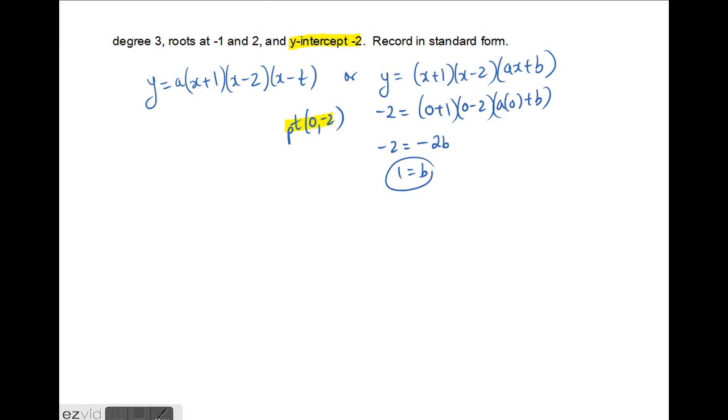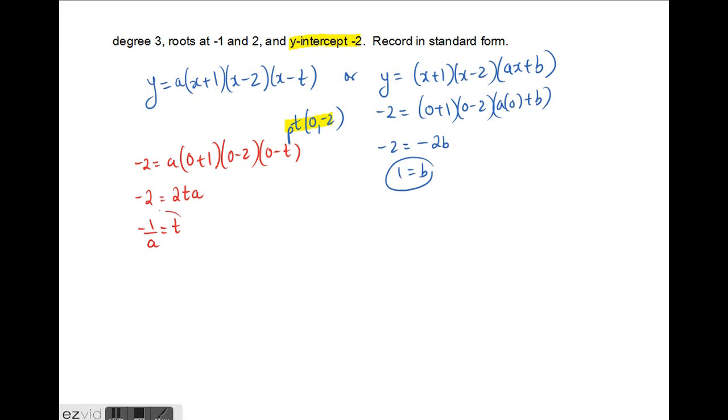You could have also gone with the first version. So I'm going to do that in red just as a comparison. So plugging the point (0, -2) in, using red color, I'm going to have negative 2 is equal to a times (0 plus 1)(0 minus 2)(0 minus t). So this simplifies to negative 2 is equal to positive 2t times a. In this situation, because we still have 2 letters, we can solve for t. So we'd have negative 1 over a is our t value.